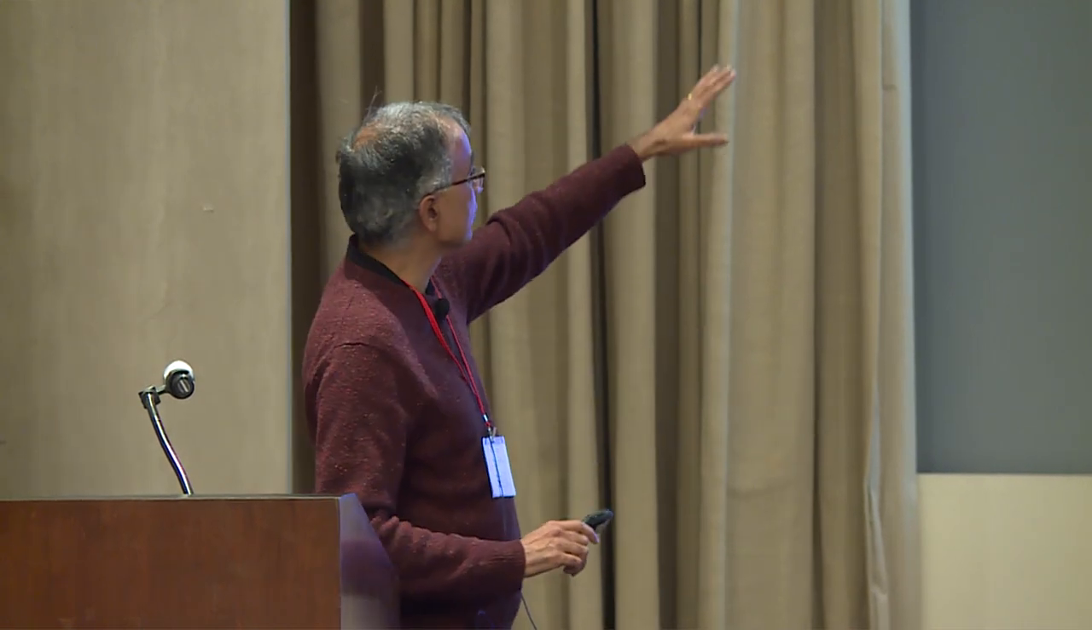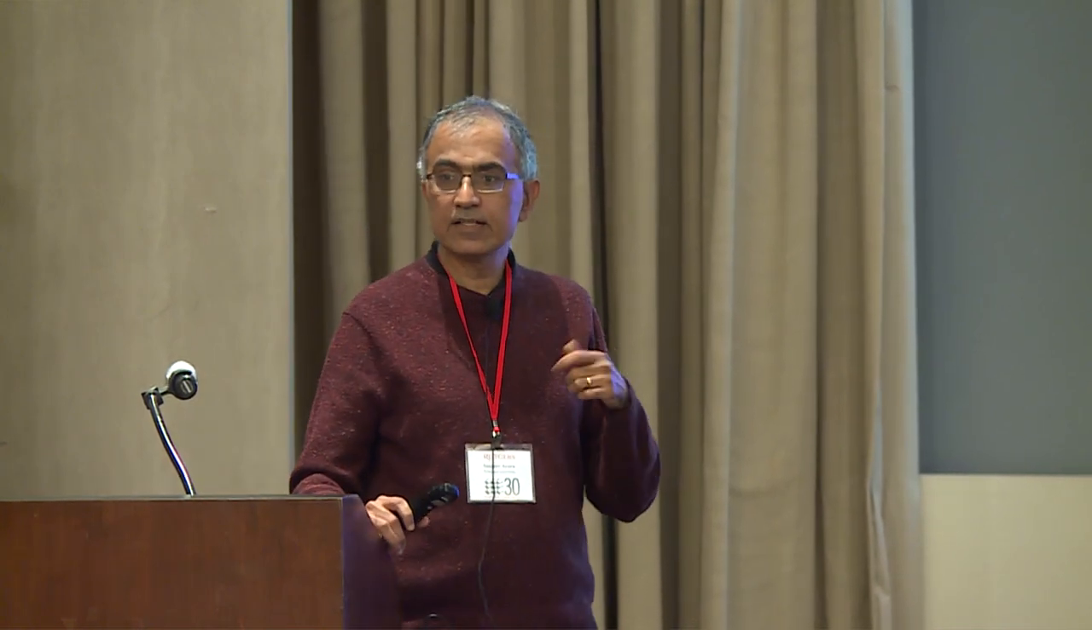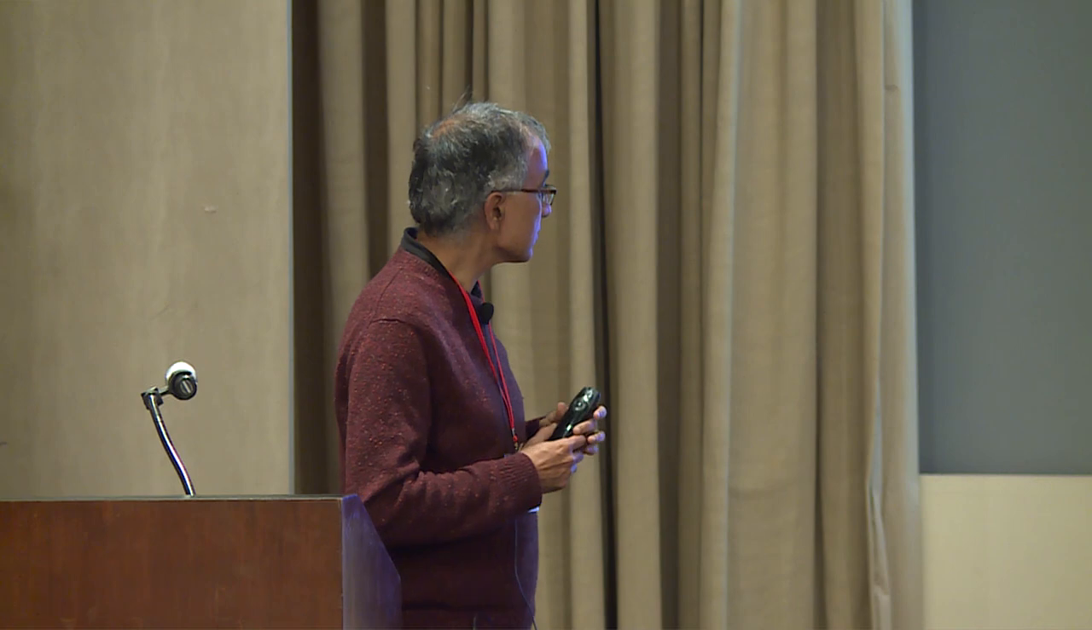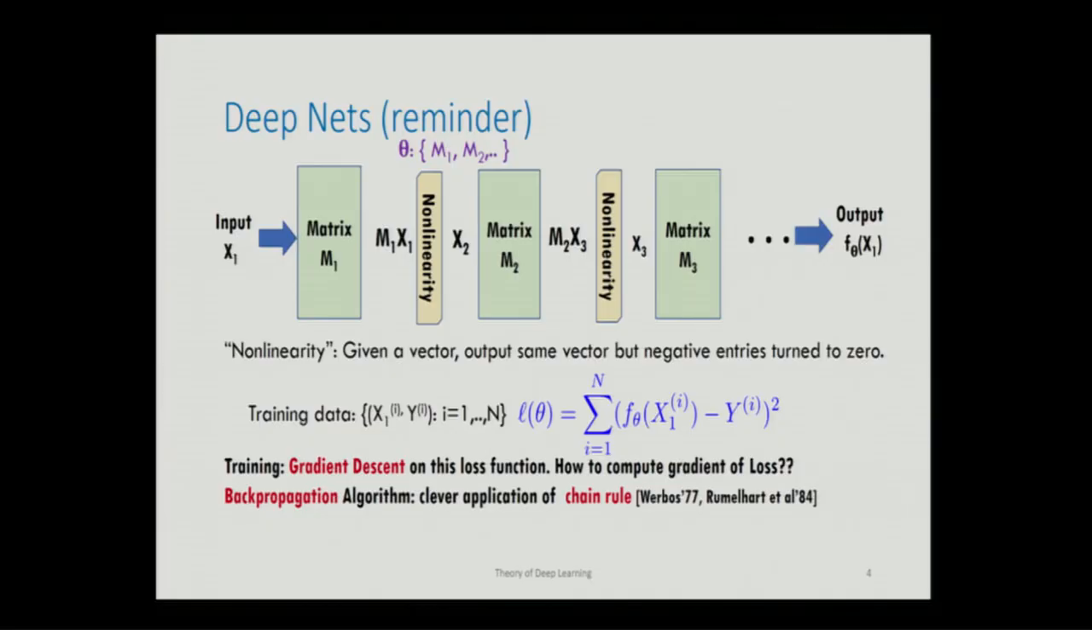Of course, in practice, people have all kinds of bells and whistles in this, which I'm not describing, like different architectures, variants of this training algorithm, et cetera. Now, how do you compute the gradient? Now, gradient is just derivatives, okay, partial derivatives with respect to the coordinates, namely the entries of the matrices. And we learn how to compute gradients in calculus. But here, it's a complicated function. It's computed in many layers, right? The parameters live in these matrices, and it's a multi-layered function.